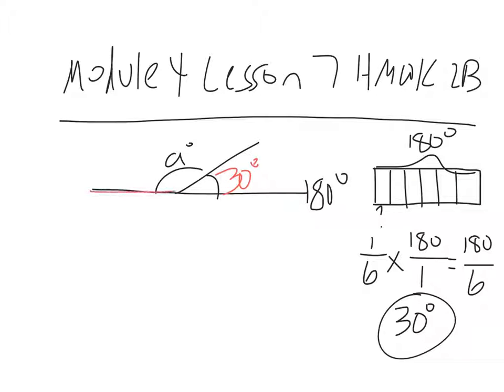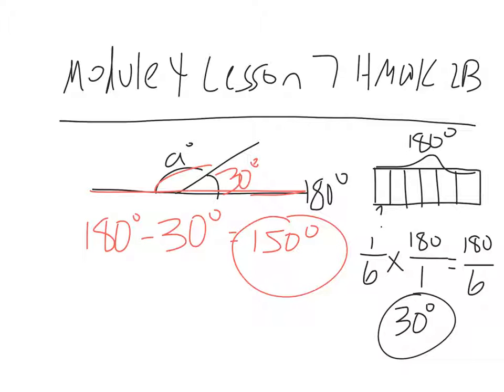If this whole straight angle is 180, and we are trying to figure out this bigger angle, angle A, we're going to take the whole straight angle minus the smaller angle. So then we can again get the measure of angle A. The larger angle is 150 degrees. So angle A is 150 degrees. That's how we figure that out.